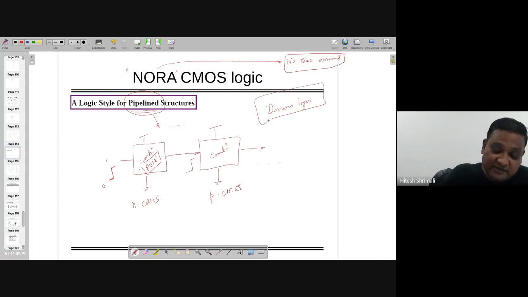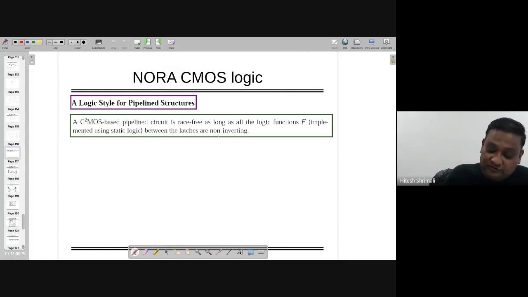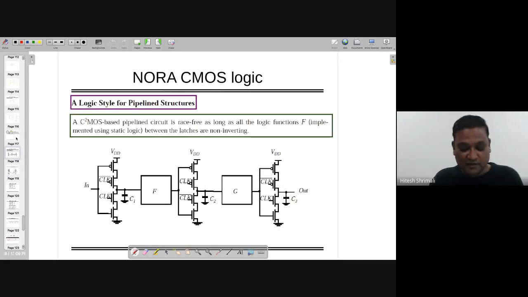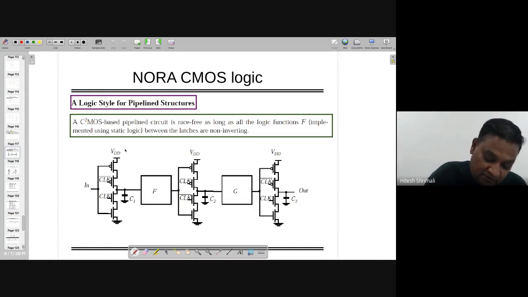So now let's see whether a pipeline structure is going to give you the same problem or not. Here I gave the solution in this, but before going to the solution, let's look at the problem. Let's assume that all these are C-square MOS latches, right? Which is already known to us.